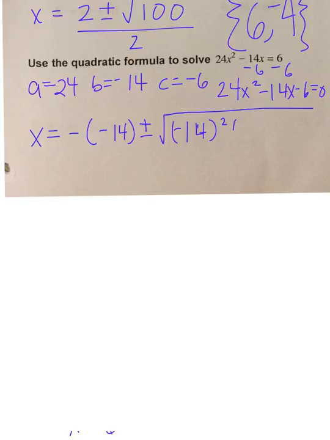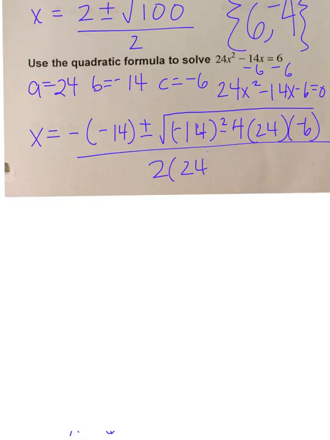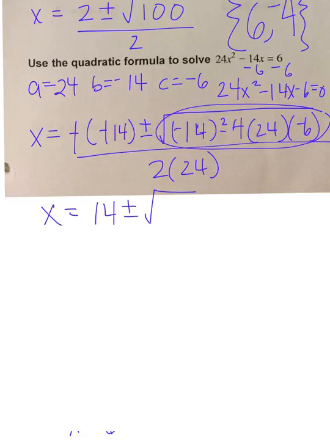Negative 14 squared minus 4 times 24 times negative 6, all over 2 times 24. All right, let's do what's in here. And we're going to go ahead and change two negatives to a positive. So that leaves me with x equals 14 plus or minus the square root of 772 all over 48.